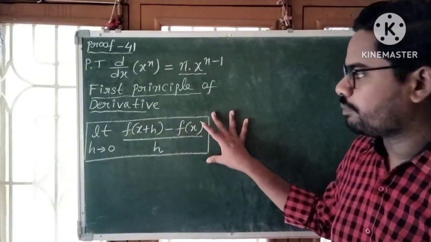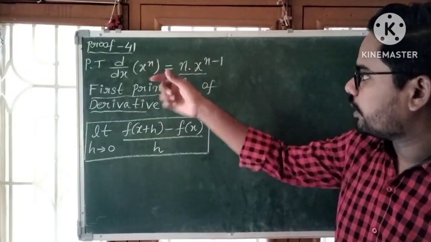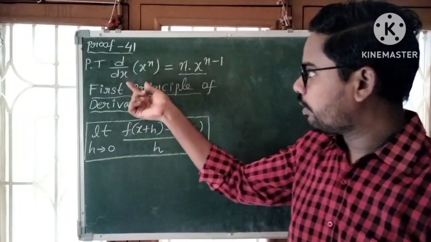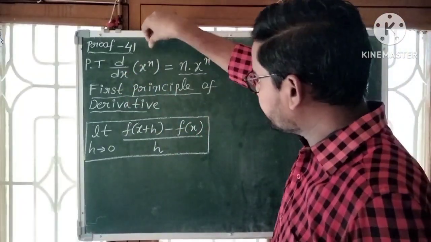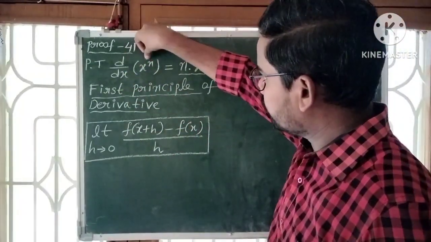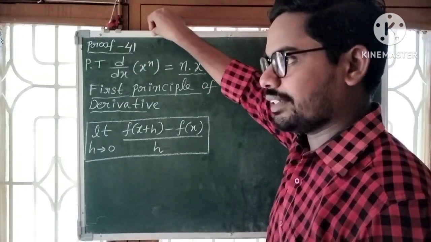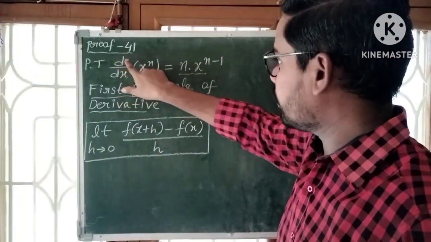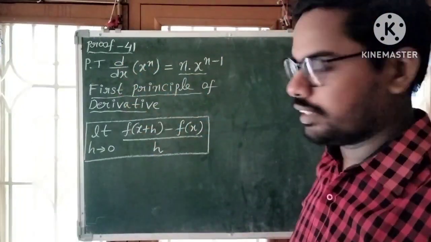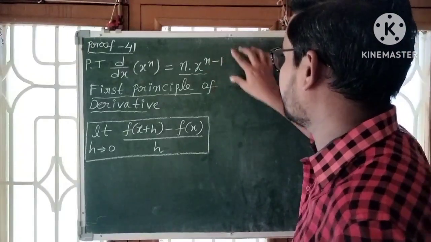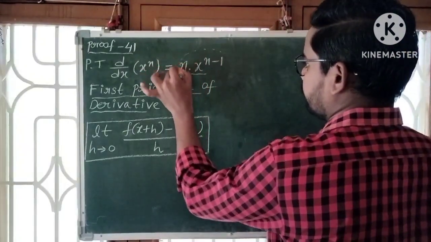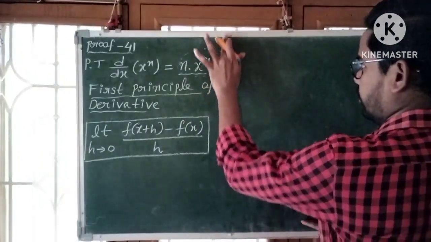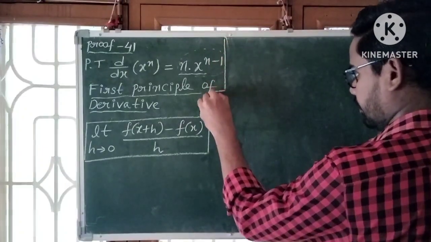So using this first principle of derivative we can derive formula for d by dx of x power n. d by dx of x power n means rate of change of x power n with respect to x. Derivative of x power n with respect to x is n into x power n minus 1. So we have to prove this. At last we should get n into x power n minus 1.